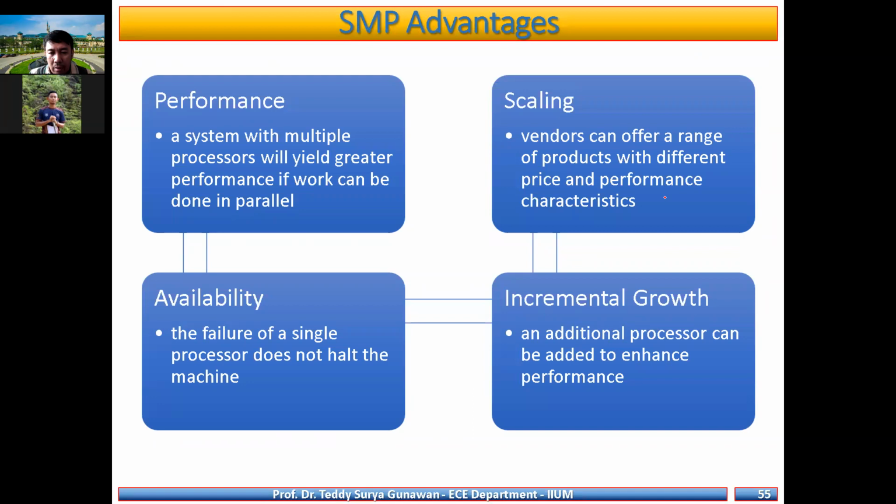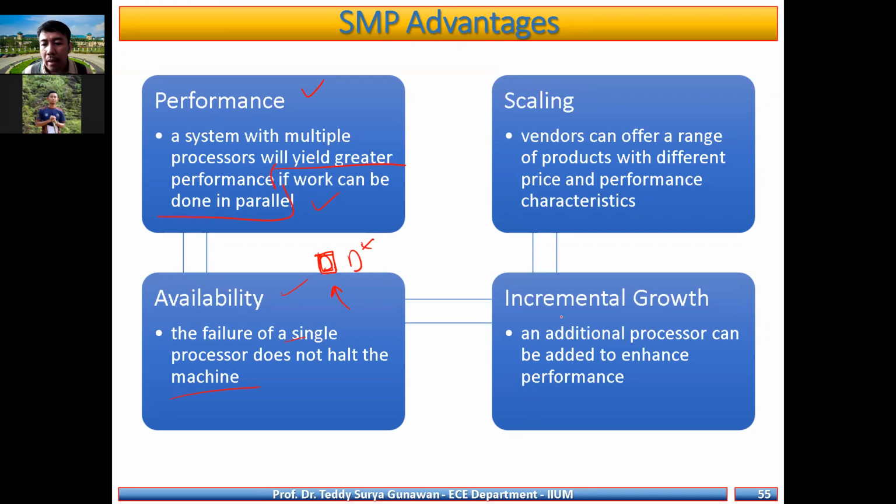The advantage of SMP is performance. A system with multiple processors will yield greater performance if work can be done in parallel, so there's an if condition here. Availability: when a failure happens, it does not halt the machine, it can still run, if the OS is intelligent enough. If for example you have two CPUs and number 2 fails, the OS will deliver all the work to number 1. So it performs some kind of redundancy, and the machine will not stop working, but it will slow down a bit because you only have one processor.